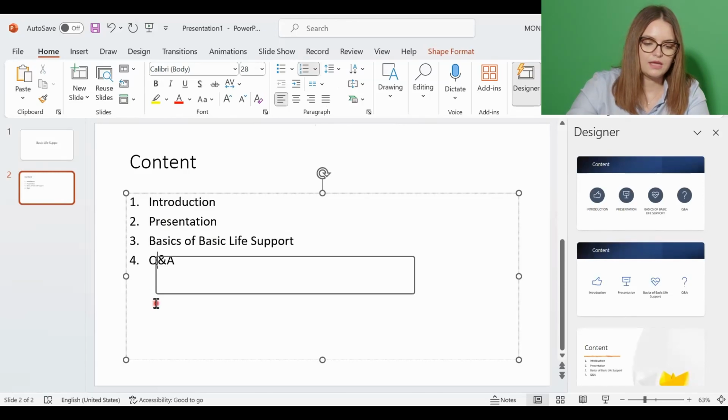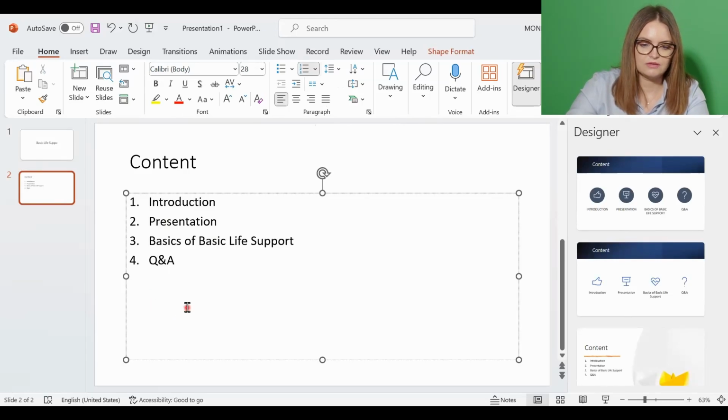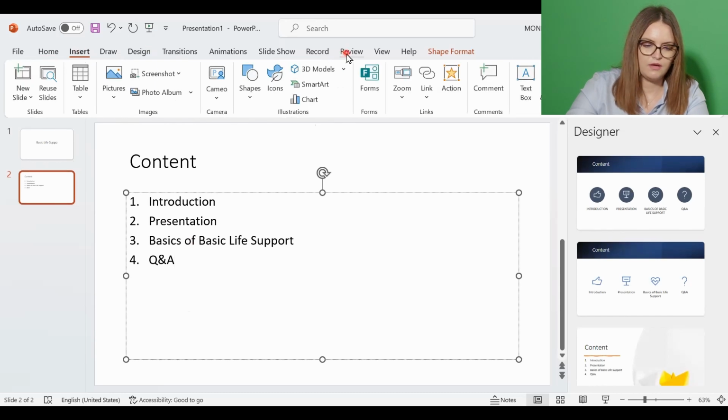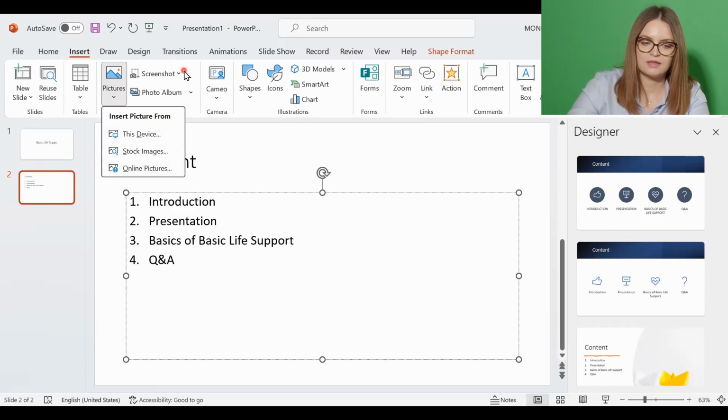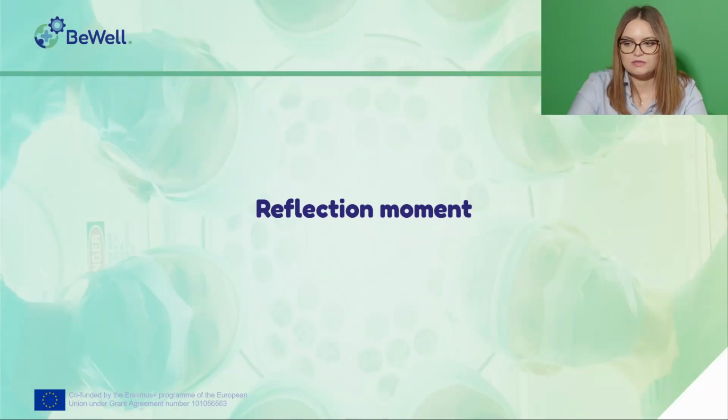And now how we can add an image. If we want to add an image, from the insert tab here, you can go and add a picture either from this device, from stock images, or from online pictures. You can add a screenshot or a photo album, or you can even insert a zoom. For the reflection moment, I am kindly asking you to use these steps in order to insert a video in your presentation. As a spoiler alert, I'm saying that you have to use one of the buttons that you have here.